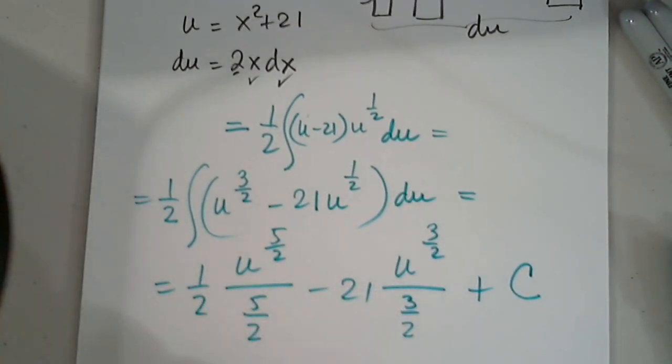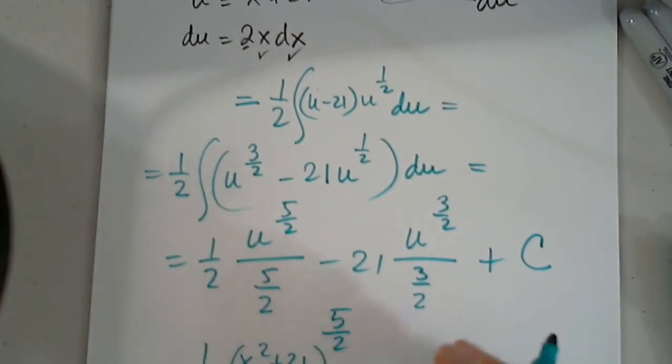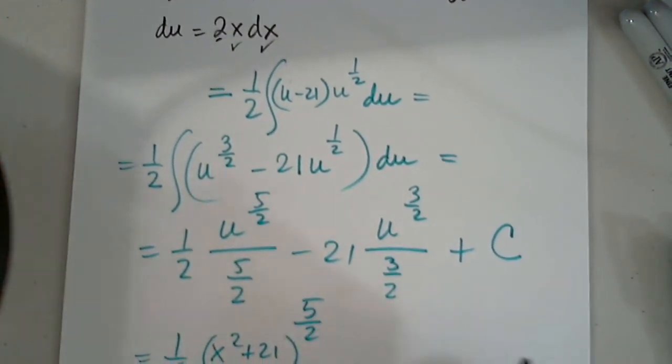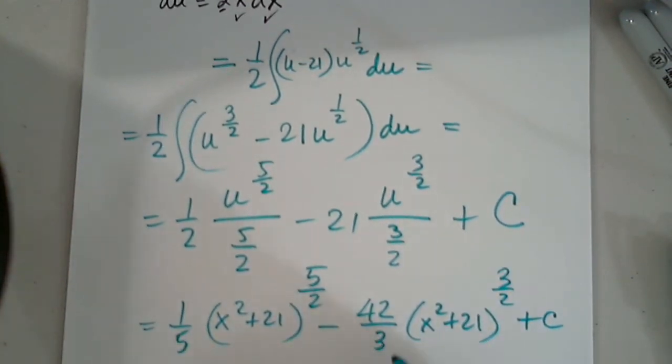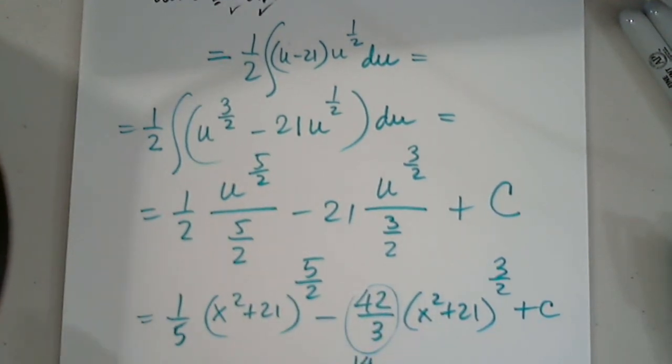I have to flip everything here, and when I do, I get 1/5. U was x squared plus 21, so it has to be replaced, and minus 42 over 3, and I can divide that. So x squared plus 21 to 3/2, and plus c. And this is 14. So I should rewrite it as 1/5 minus 14 plus c.